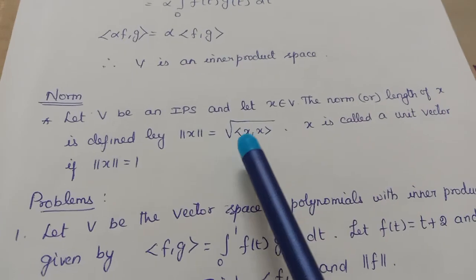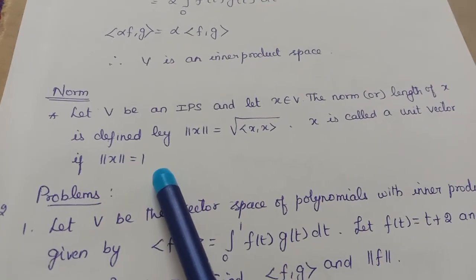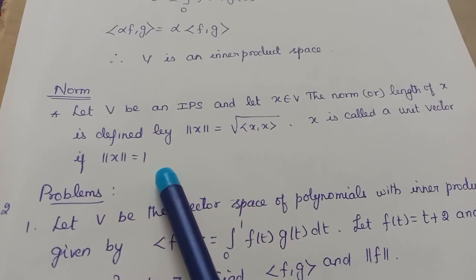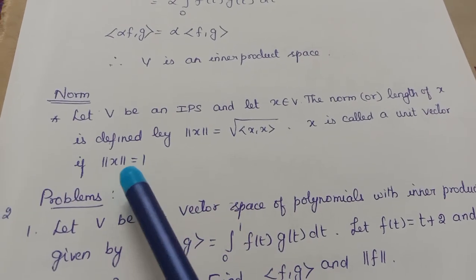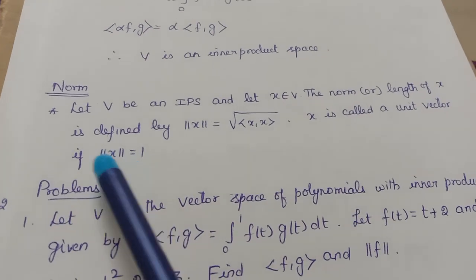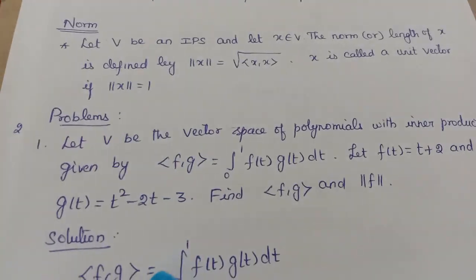A vector is called a unit vector when its norm value is equal to 1. Unit means what? Modulus 1. In real numbers and complex numbers we call it modulus, but here it is norm. So the norm of x is equal to 1. Now let's see some problems.